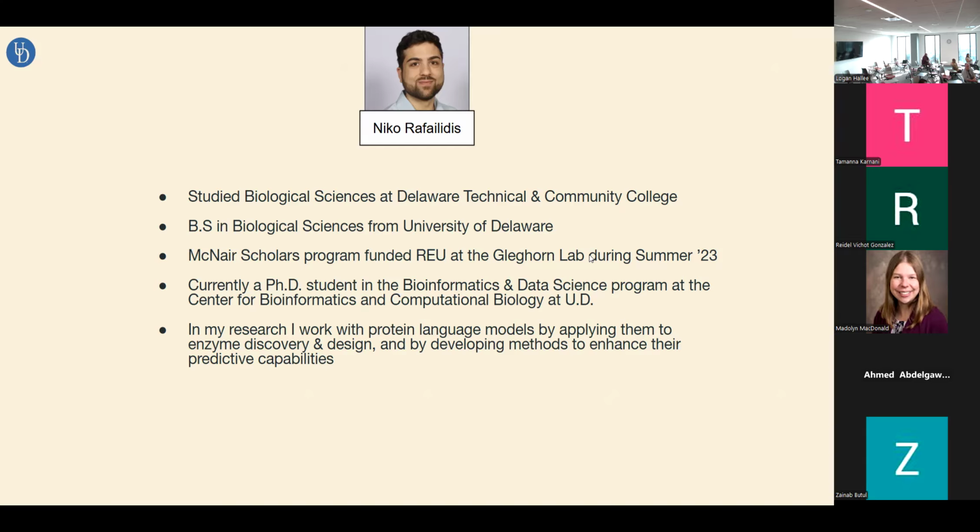In my research, I work with protein language models. We apply them to problems like enzyme discovery and design. And we try to enhance their predictive capabilities to help us elucidate biology even more than we currently can. And Logan will be talking about Protify later on, which is a platform where we make it easy to use these protein language models and other chemical language models.